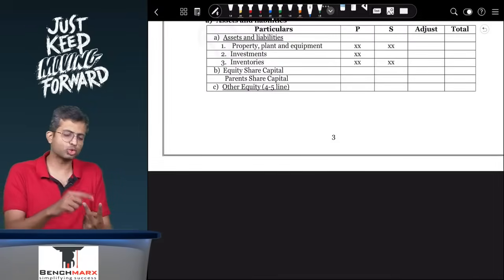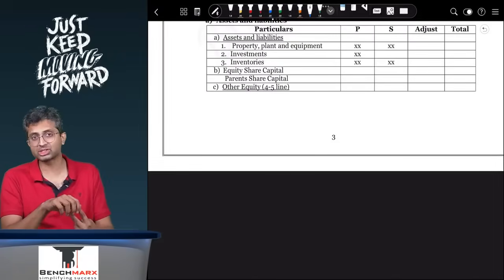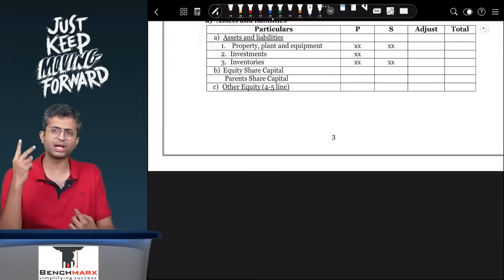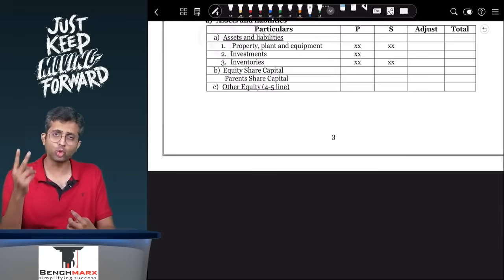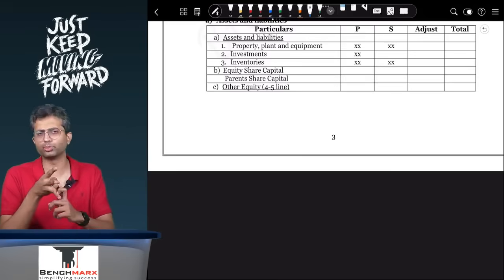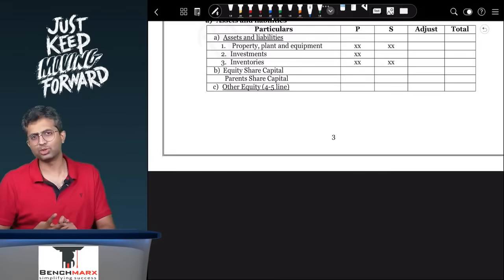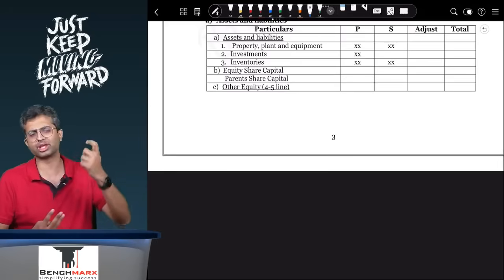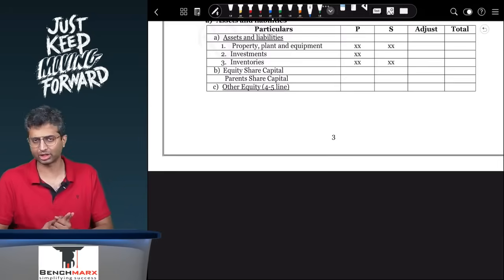So what are the two important things in consolidation? The process. Step number 1, Schedule 3 format. Step number 2, assets and liabilities note. Step number 3, the 3 crucial working notes with postings for standalone P&L, with postings for investment, with postings for your share and the NCI share in equity share capital.